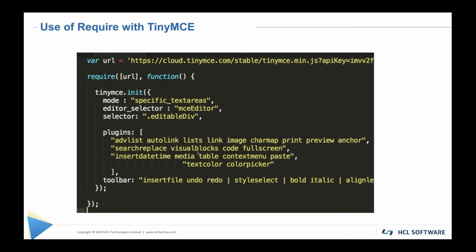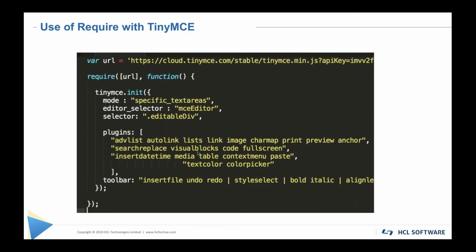And here's that concept built out in a little bit more detail. We're going to take a look at this. In this case, I'm establishing a variable, a URL, and it's cloud.tinymce.com. And you see I've got an API key there. And then I'm using the require function, and I'm saying let's require that URL. And then inside the curly brackets I've got the code for TinyMCE. All right, so it initializes TinyMCE.